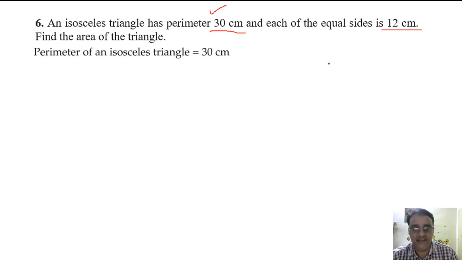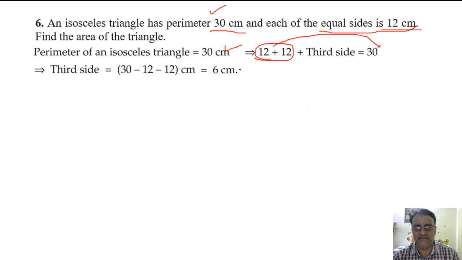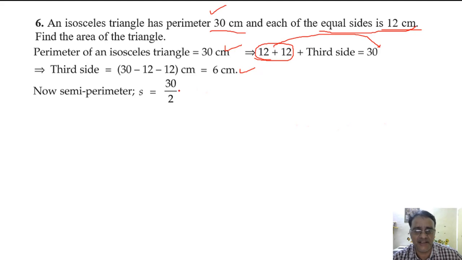So perimeter of the isosceles triangle is given, 30 centimeter, and that is 12 plus 12. Why do we write 12 plus 12? Because they are equal sides. Plus third side is equal to 30. So this is 24. So you'll get third side equals 30 minus 24, that is 6. Okay, we will take it as ABC, but before that let us find the semi-perimeter, that is 30 by 2. How much? 15.